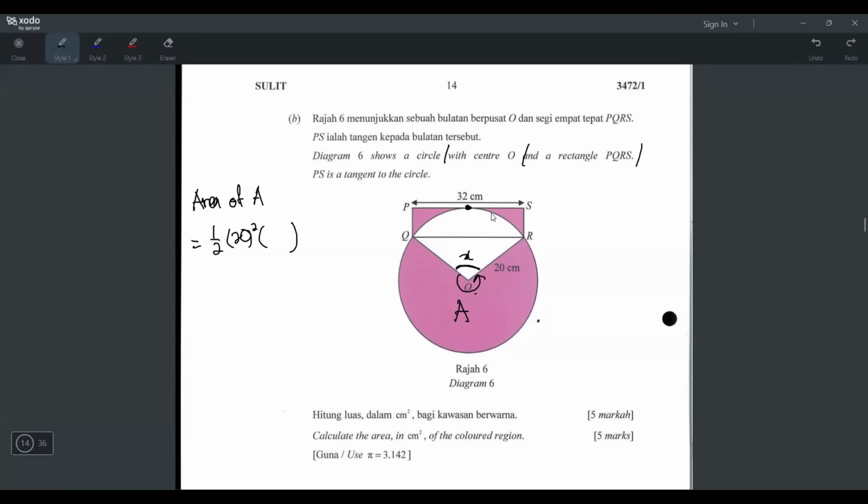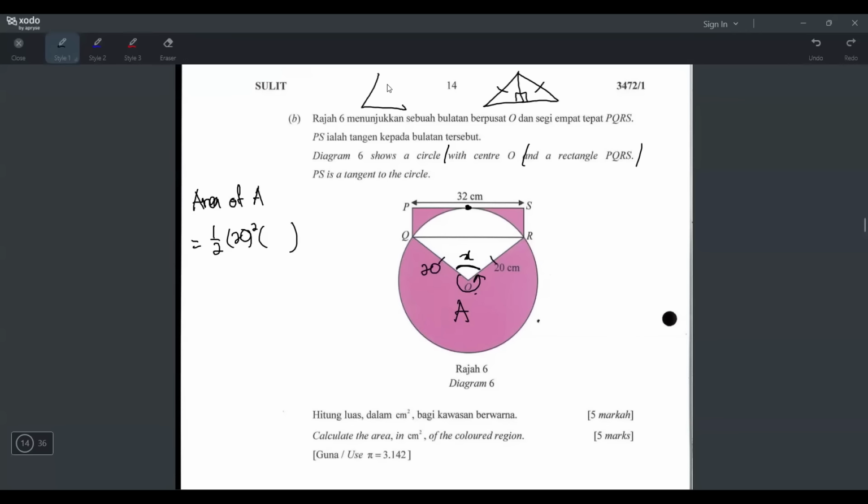Well, just now you remember that Q to R is 32, right? So what you can do is you can cut this triangle in half. Because O to R is the radius, 20 cm, and O to Q is also the radius, 20 cm, right? It means this is an isosceles triangle. And if it's an isosceles triangle, you can cut it in half to form two right angle triangles.